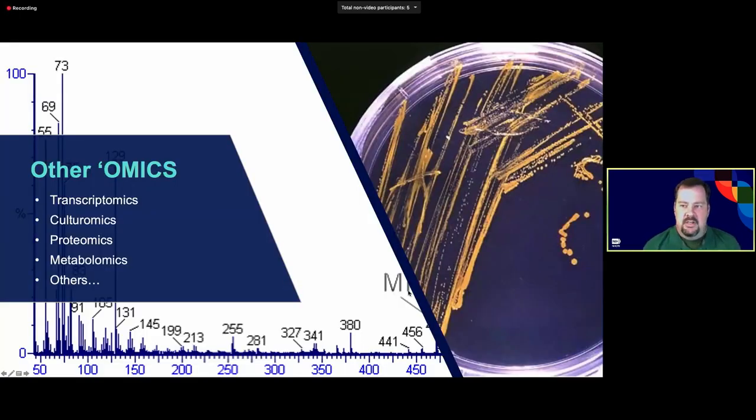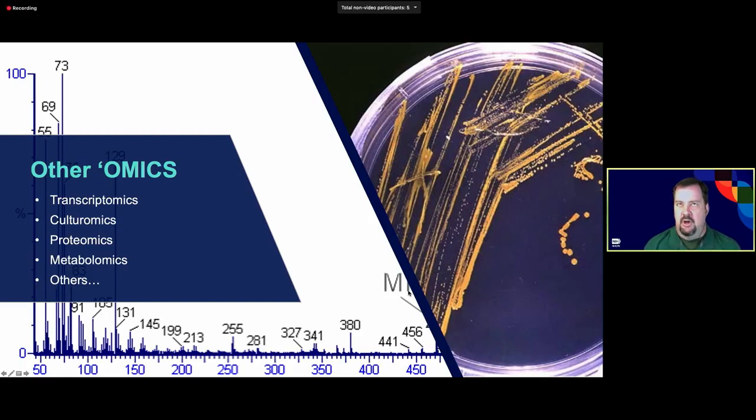Other omics technologies that people use to look at the microbiome include transcriptomics, which is looking at the actual RNAs that are transcribed from the genes. Because looking at just what's in the genome tells you what genes the bacteria has, but it doesn't tell you whether they're being expressed or not, whether they're actually making that product. And transcriptomics helps you get at that.